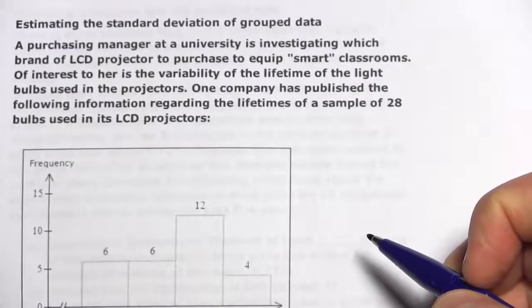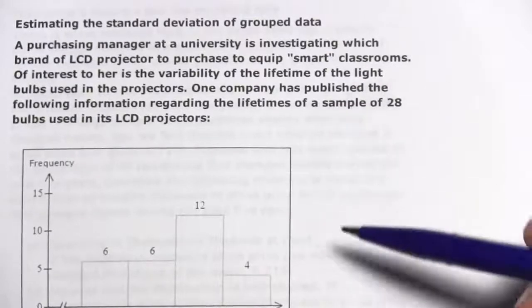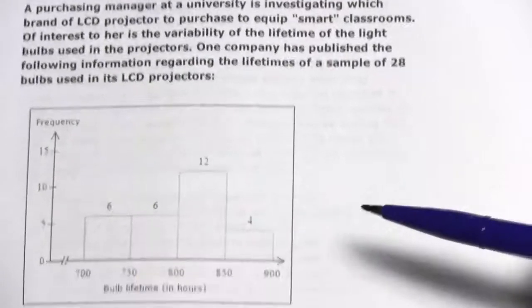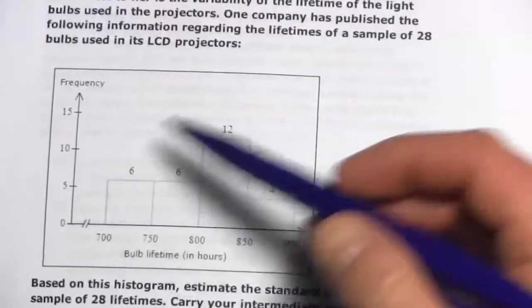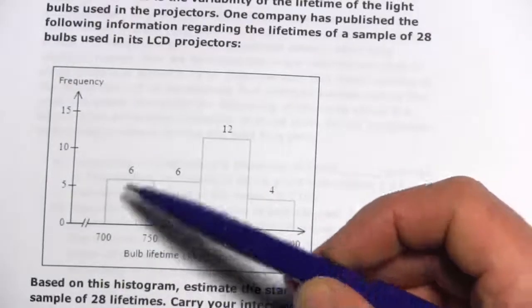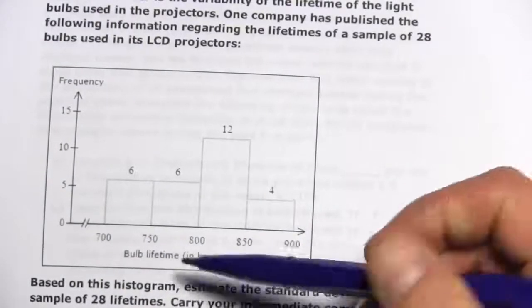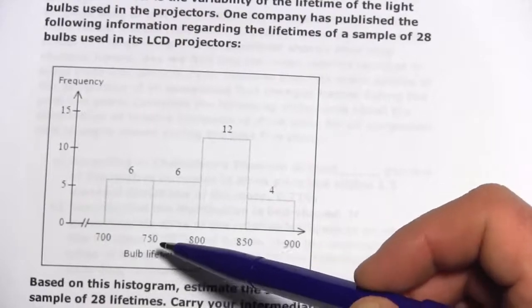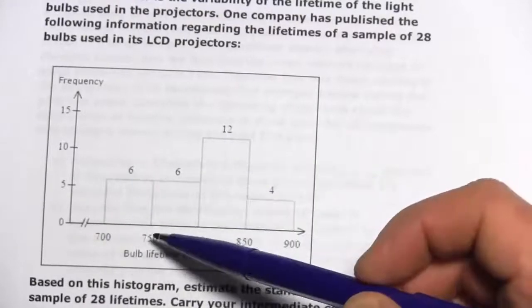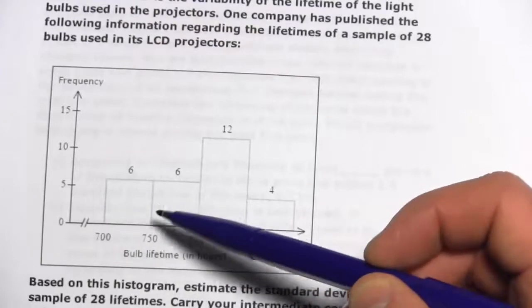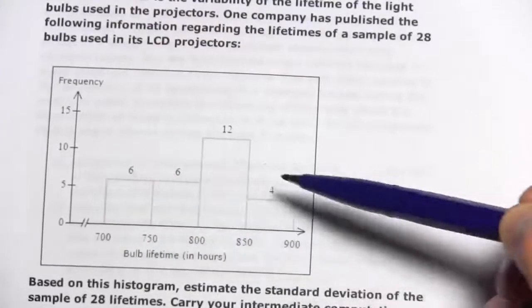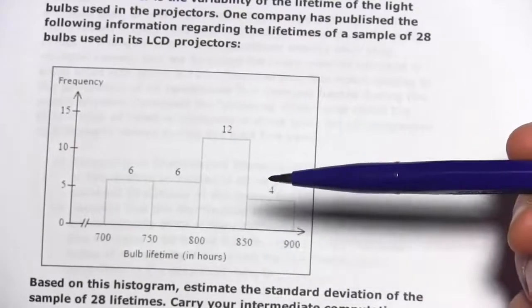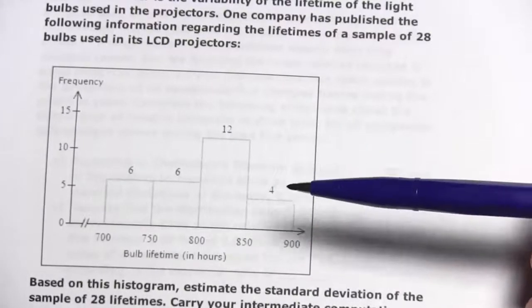In these problems, we're being asked to estimate a standard deviation for a set of data. And the data is grouped. You can see it here in this histogram. What we have is information about these ranges of lifetimes of light bulbs in this case. So the light bulbs that lasted between 700 and 750 hours, there were 6 of those. We don't know the individual times that those light bulbs burnt out. We just have this grouped data. So when we do our standard deviation, it's going to be an estimate. And that's okay. We'll get a good number anyway.